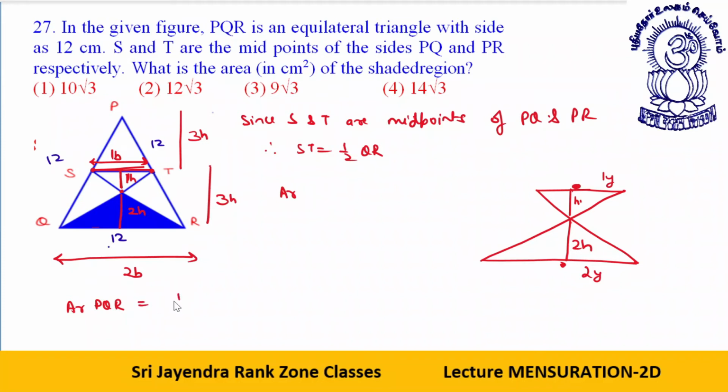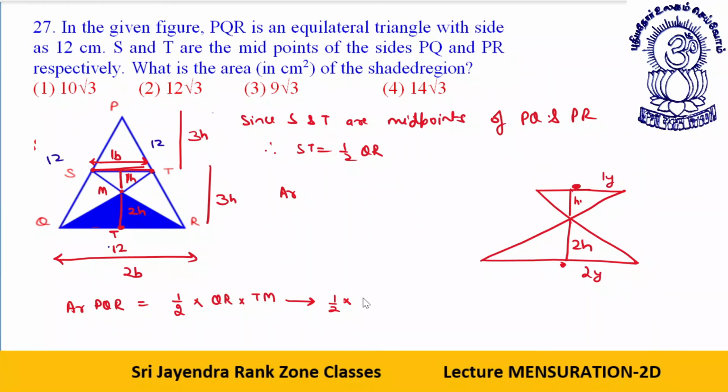Area of PQR is equal to half into base QR into height. Let's say this point is M. Okay, this height is, let's say this point is, suppose this point is T into Tm. Okay, now what will happen? Half into what is QR?